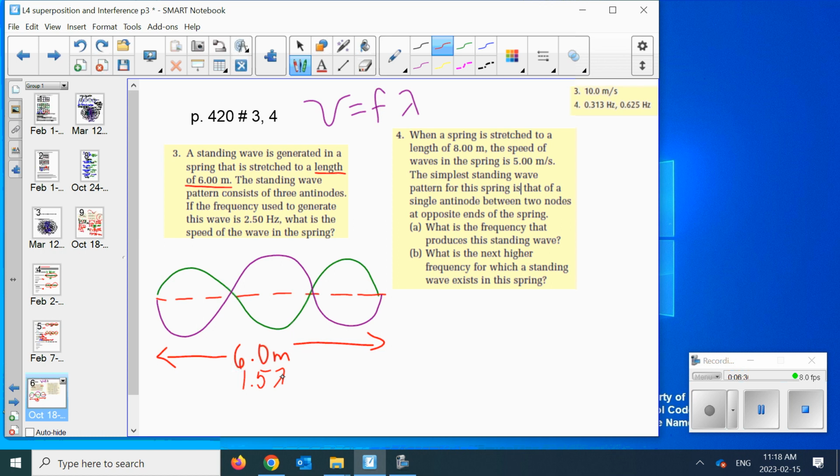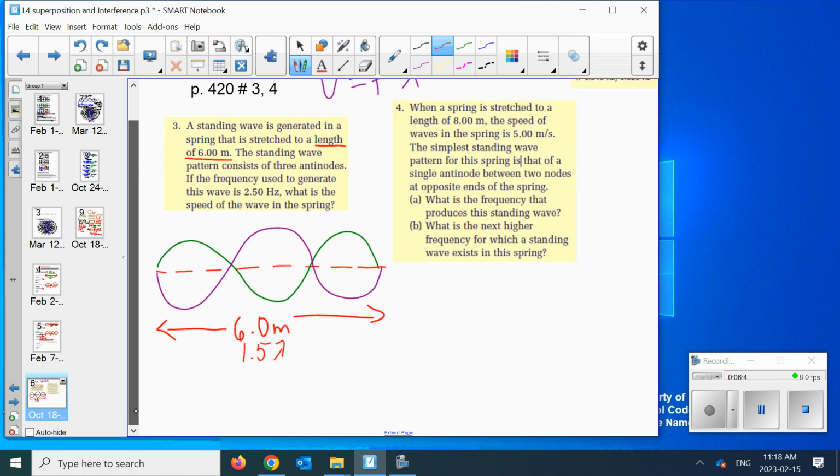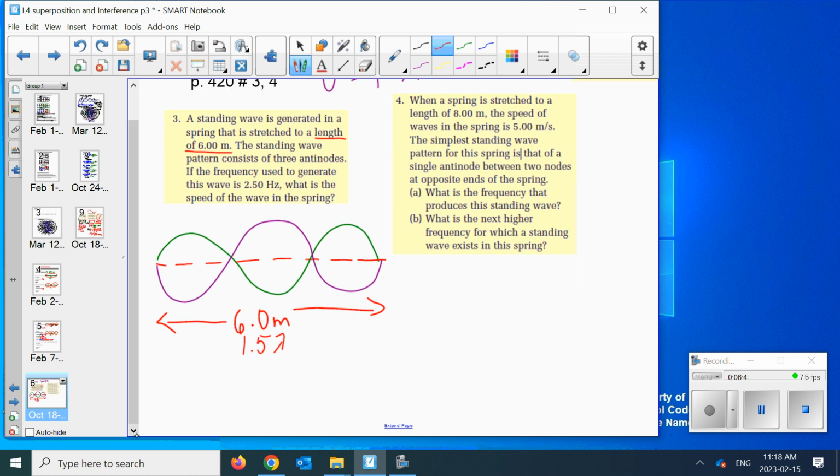How do I figure out what one wavelength is? Well, 6 is kind of easy to do. It's 3 chunks divided by 3. It's 2. That's only half of a wave, and I double it, it's 4. If you follow what I'm saying, great. If you don't, do it mathematically.